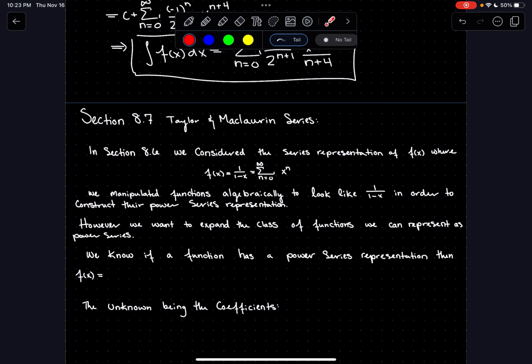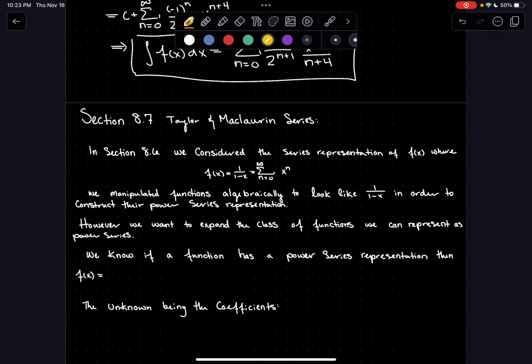But that's pretty restrictive, right? There's not very many functions that can necessarily be written like that, right? For example, like e to the x, sine of x, tangent. You could dream up a bunch of different functions, log, stuff like that. Those are all very hard to represent like this. And so we want to expand the class of functions that we can look at rather than just things that are like 1 over 1 minus x.